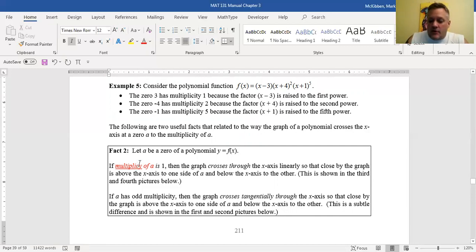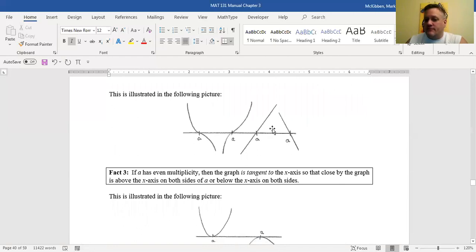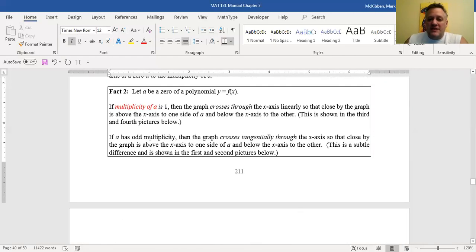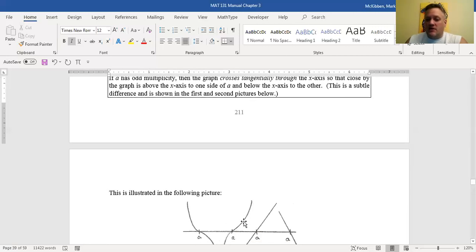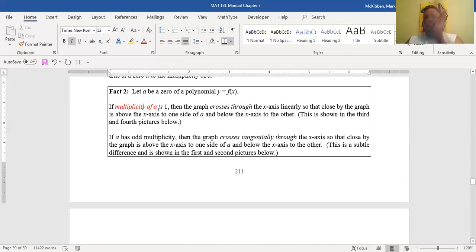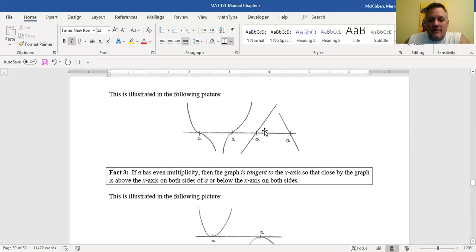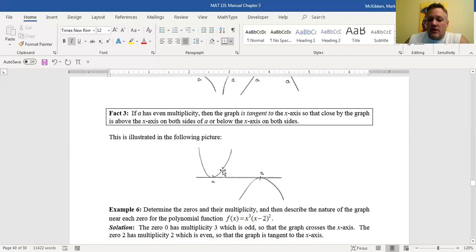Here, if the multiplicity is 1, it's just going to go straight through the graph from one side to the other, just like this. If the multiplicity is odd, it's going to look like the cubic. It's still going to go through, but it's going to do so in a nice cubic way. So multiplicity of 1, straight through like a line. Odd multiplicity, 3, 5, 7, it's going to swoop through tangentially, like these. If it has an even multiplicity, then it's going to be tangent, so it's going to look like a parabola on one side or the other.